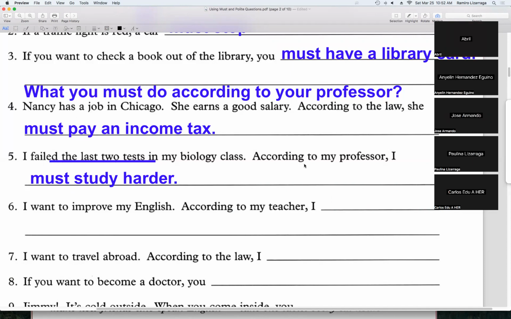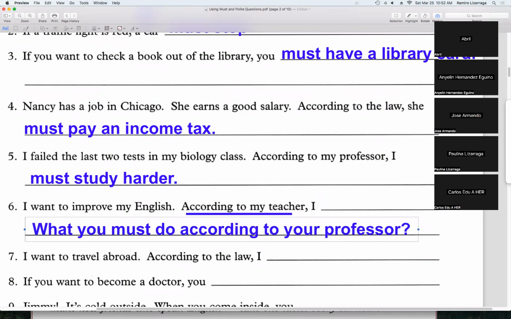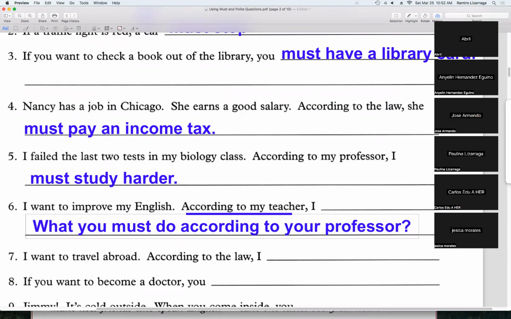So, it's coming Jessica. Okay, next question. I want to improve my English. Let me see. I want to improve my English. So according to my teacher, what? Vamos a cambiar el you por el I. I must what? I must. So according, what I must do, according to, aquí ya no habla de professor, habla de teacher.